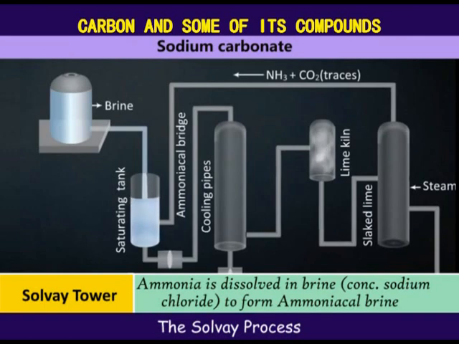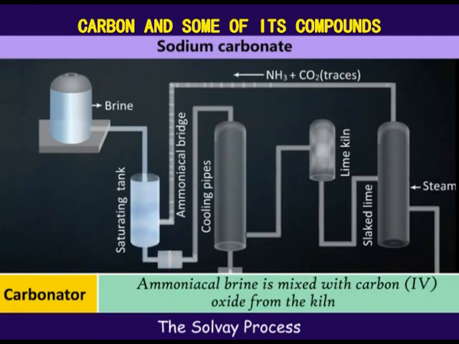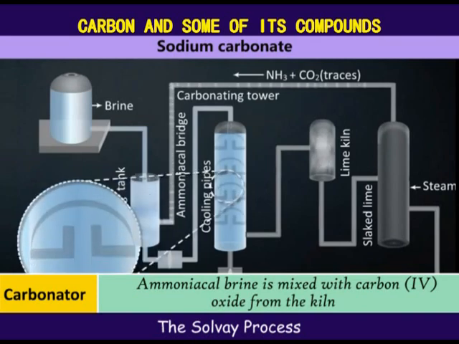Ammonia is dissolved in brine in the Solvay tower to produce ammoniacal brine. A lot of it is produced in this process. The amount of it produced is controlled by regulating the flow of brine into the Solvay tower. The ammoniacal brine is then pumped into the carbonator from the top where it trickles down the carbonator, while carbon 4 oxide from the kiln is pumped from the base. The carbonator has to be cooled regularly to reduce the amount of heat produced in it.